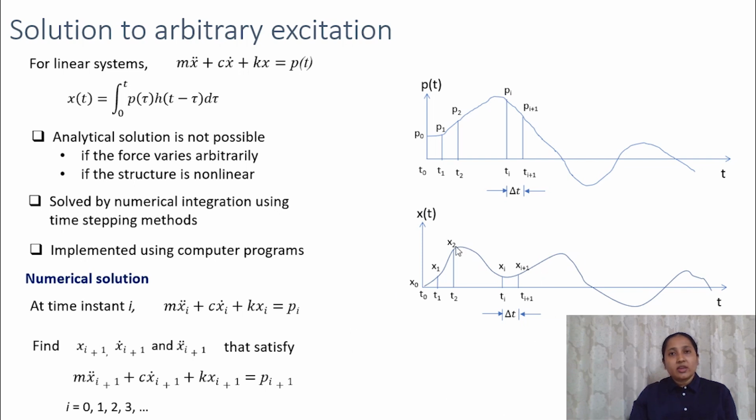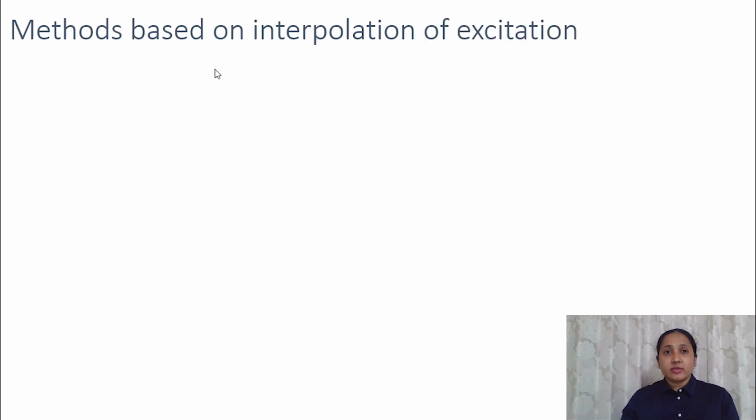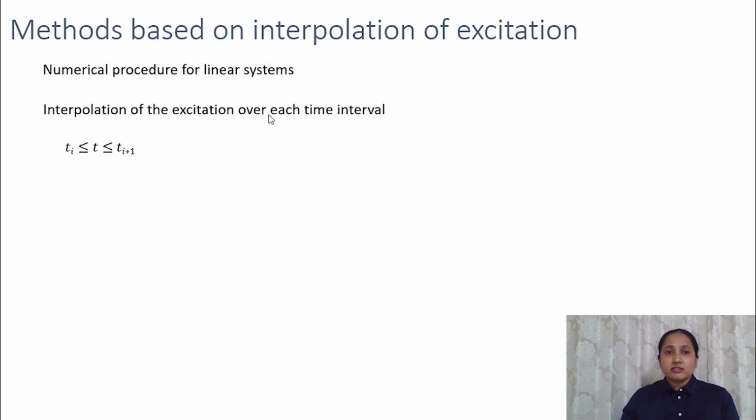There are many methods available in the literature to do this. In this lecture, we will be exploring some of those methods. The first method is based on interpolation of excitation, that is the interpolation of the forcing function. This method is suitable for linear systems, and in this method the excitation, that is the forcing function, is interpolated over each time interval.